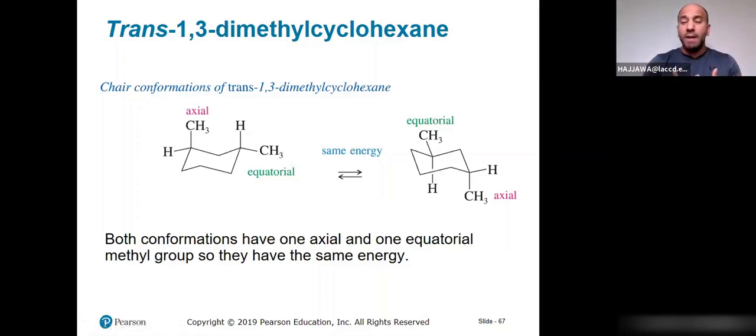So sometimes you will have a scenario where a chair conformation results in two conformations that are the same in terms of 1,3 diaxial interaction. This is important to keep in mind: we didn't say the two don't have 1,3 diaxial interactions. Both of them do, but both of them have the same amount of 1,3 diaxial interactions, and that's why both have the same amount of stability and the same amount of energy.